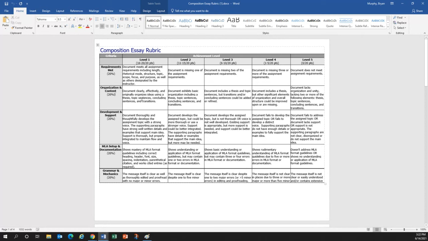The next is organization and content. Okay, so this is going to be your thesis, your topic sentences, your hook, line, and sinker, your conclusion. You know, anything that has to do with the structure of the essay, things being where they're supposed to be and structured the way they are supposed to be. That is organization and content.